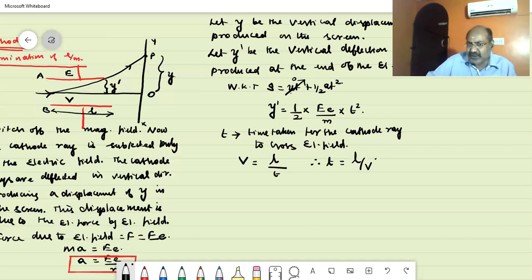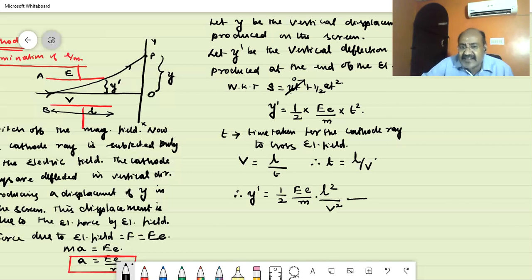Take this and substitute in the above equation. Therefore, y dash is equal to half into E into E divided by M into T square, and T square is L square divided by V square. Let us take this as equation number 2, since we have already taken the velocity as equation number 1.